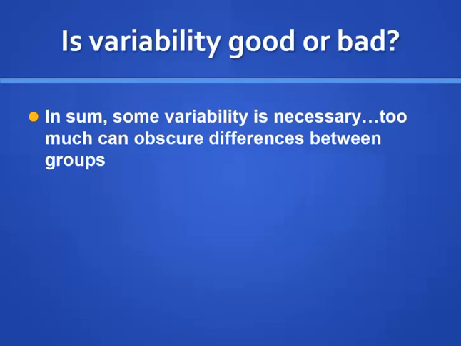So in summation, some variability is necessary, for sure. If you didn't have any variability in your experiment, then there really isn't anything to measure. There's nothing to talk about if everybody has the same score. So some variability is necessary, but too much variability can obscure differences between groups. And remember what I said in chapter 2, right?